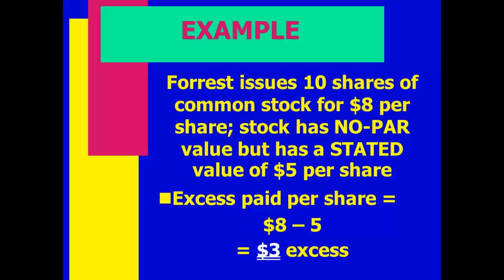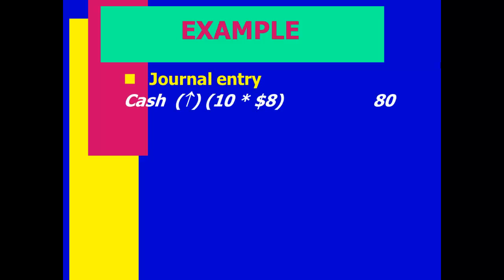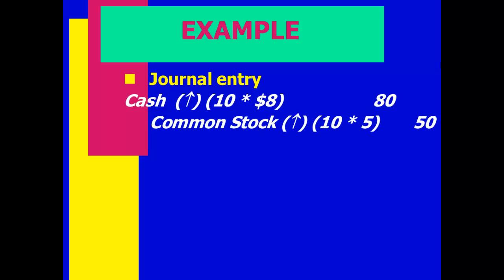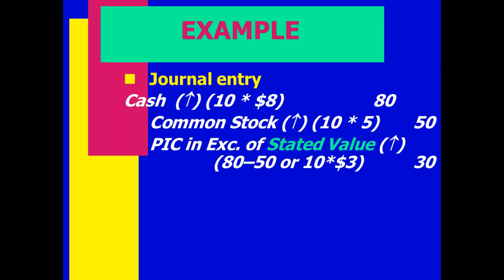What do I have more of? Cash, and asset goes up with the debit. I have $80 more cash. What else do I have more of? Common stock. My credit to the common stock is going to be for the number of shares times the stated value per share. Doesn't balance. We got more than that. The extra goes to PIC in excess of stated value.